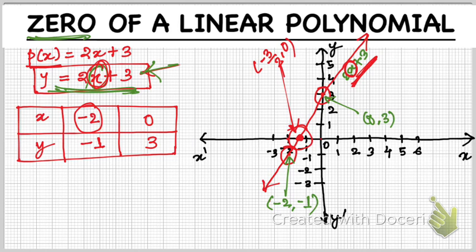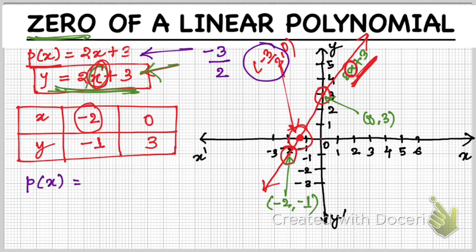So you can easily conclude that the zero of this polynomial p(x) is -3/2. For a linear polynomial, it's very easy to find the zero by plotting a graph. Now what if you don't want to plot a graph and still want to find the zero of the polynomial? It's a very easy step, students.